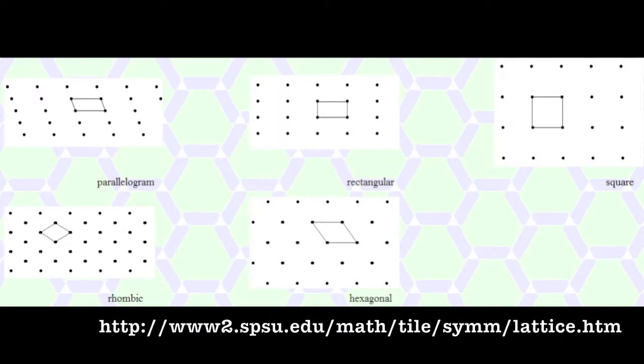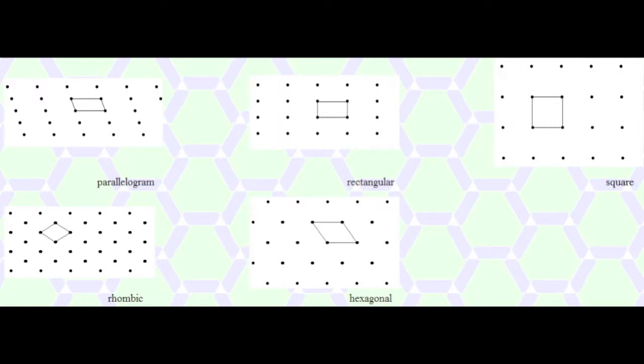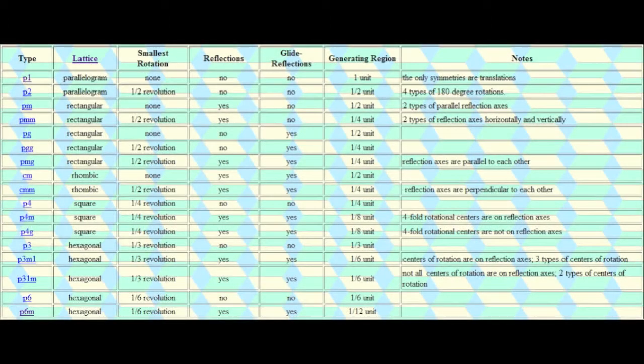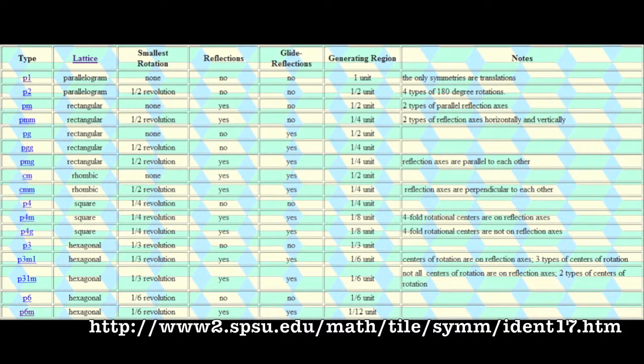There are 5 types of plane lattices shown here in order: parallelogram, rectangular, rhombic, square, and hexagonal. The plane lattices are further classified into plane groups, which describe the internal symmetry of the lattice. Shown here are the names and the characteristics of the 17 plane groups.